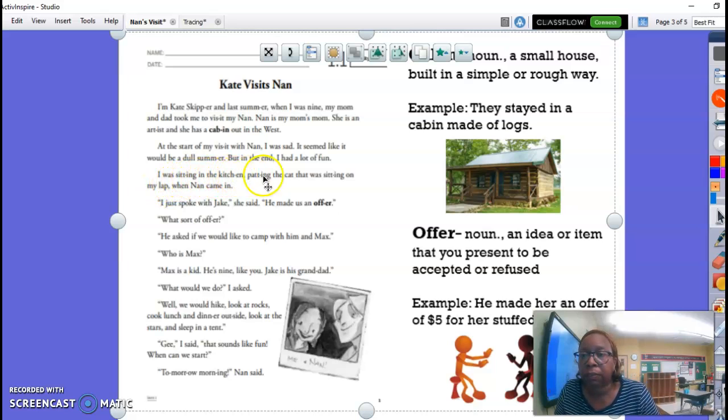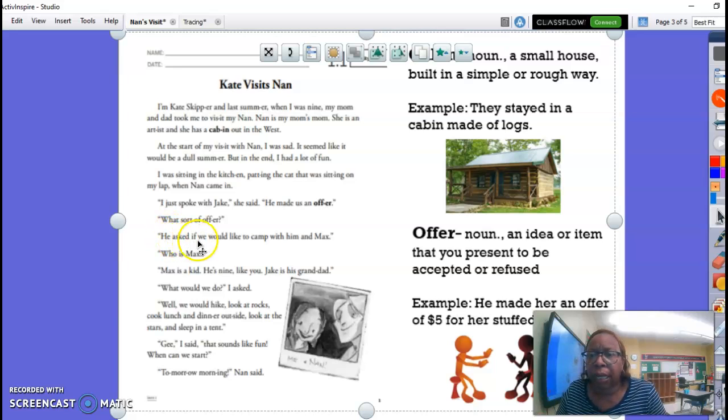I was sitting in the kitchen, patting a cat that was on my lap when Nan came in. I just spoke with Jake, she said. He made us an offer. There's our word, offer. And she asked, what sort of offer? So that's a question, like, what did he offer?